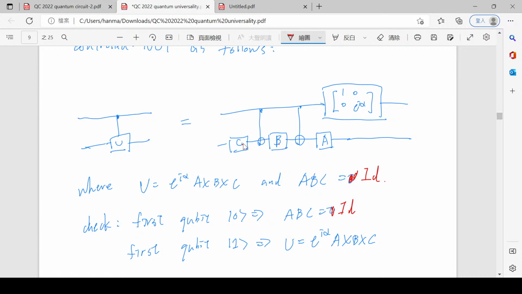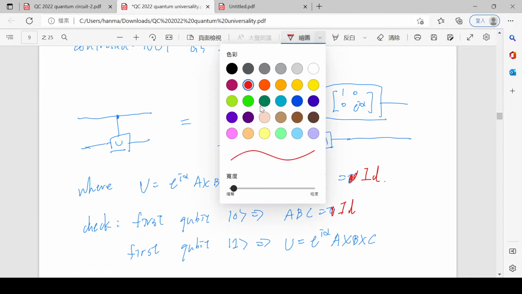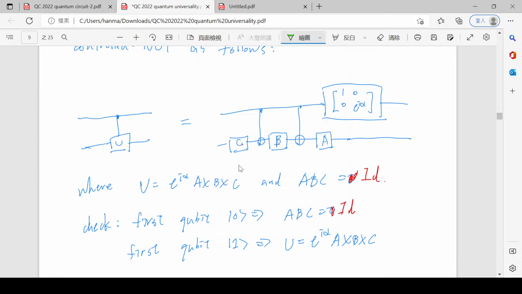The order is different when you are solving equations and solving the circuit. Remember, the time flows from left to right, but when you multiply something, you are multiplying from the right. So you are applying this C on some state first, then X, then B, then X, then A. So that ABC is the correct thing.